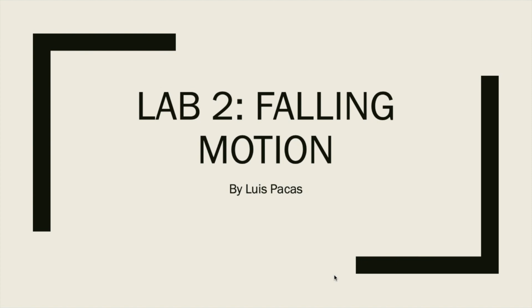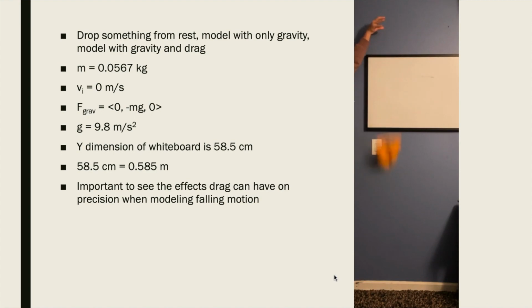Lab 2 is on falling motion. I'll be dropping a beanie from rest and then I will model it with only gravity, then I will model it with gravity and drag. So what's known is the mass of the beanie, which is 0.0567.